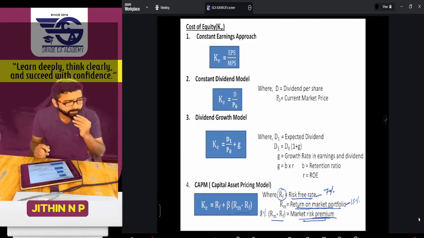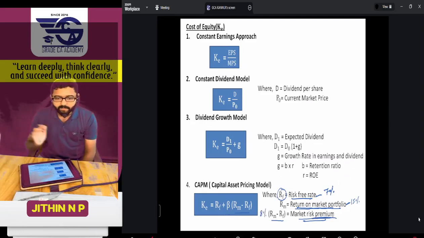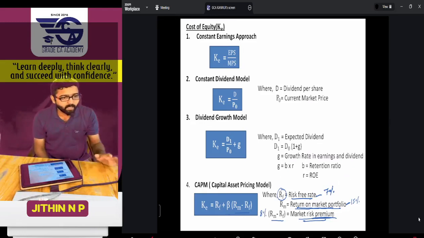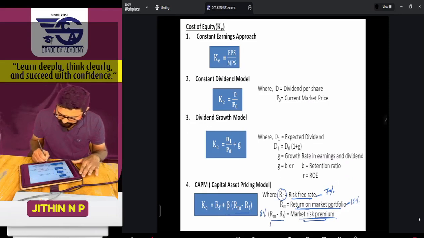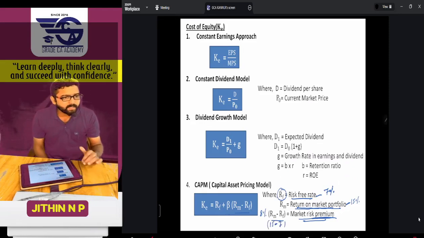8% is called a market risk premium. How did we get this 8%? 15% minus 7%, that is 8%. RM minus RF is 8%. It is the market risk premium because I am investing in this software company and getting an extra benefit of 8%.